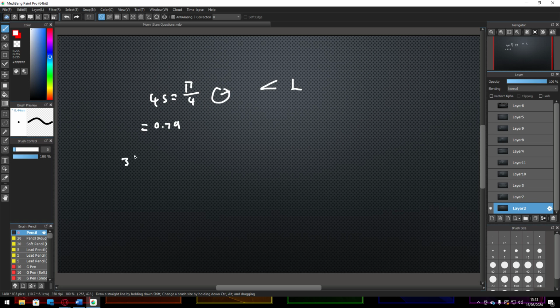And here we can just do 3,960 times 0.79, and this comes out to about 3,120 miles, which is the distance that the observer traveled to be directly underneath the star.